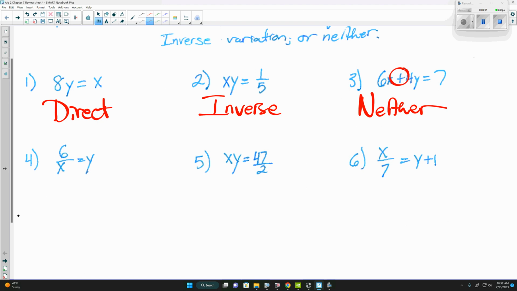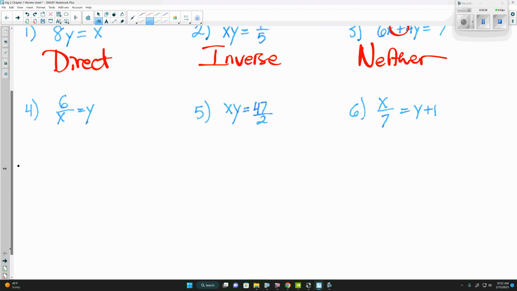So multiplying, we have addition. If we have addition or subtraction, it's going to be neither, because direct and inverse variation are only using multiplication or division, one or the other. Now number 4 would be inverse, because y is equal to a over x. If x and y are on opposite sides, there is no addition or subtraction, one's in the numerator, one's in the denominator, it is inverse. If they're on opposite sides and both are in the numerator, it is direct.